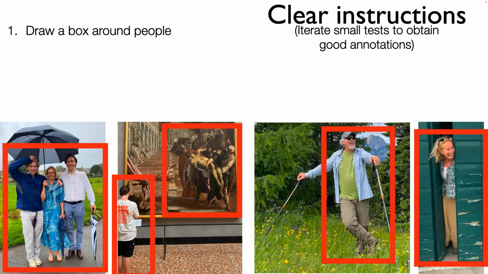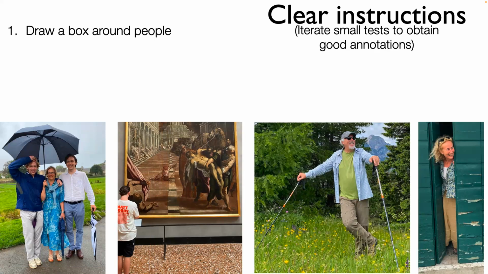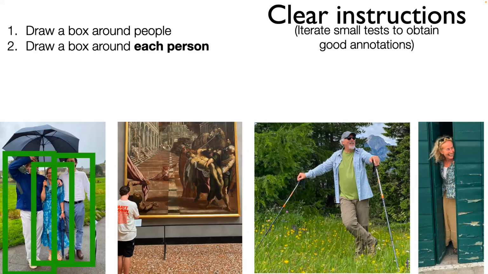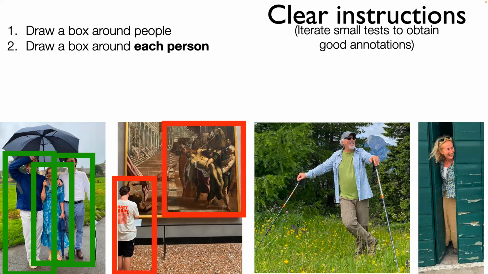But then you wake up and you get something like this, which is not what you wanted, because you wanted individual boxes around each person, because you want to build a person detector. Oh my God, yeah, I get it now. They misunderstood me. And so: draw a box around each person. And so you might get something like this. On the right, I didn't mark them down, but you get it.